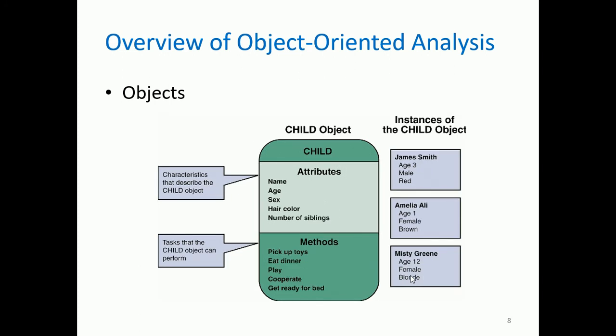Another object is the child object. The attributes of the child object are name, age, sex, hair color, and number of siblings. The methods are pick up toys, eat dinner, play, cooperate, and get ready for bed. For this example, the child object also has three instances. We have James Smith, age 3, male, red. It's not only indicated the number of siblings. Amelia Ali is age 1, female, and brown hair color. Then Misty Green is age 12, female, and blonde hair. These are examples of a child object and its instances.